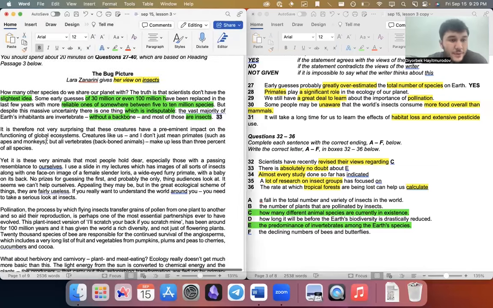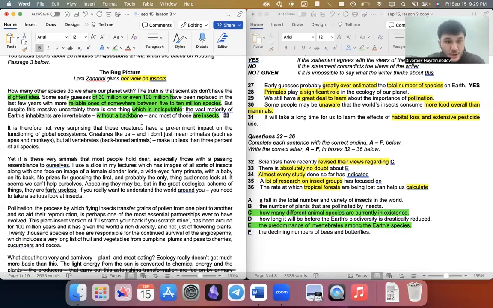It's therefore not very surprising that these creatures have a preeminent impact on the function of global ecosystems. Insects have a preeminent impact on the function of global ecosystems. I'm going to continue. Creatures like us, I don't just mean primates such as apes and monkeys, but all vertebrates, make up less than 3% of all species. We only make up 3% of all species, it turns out.